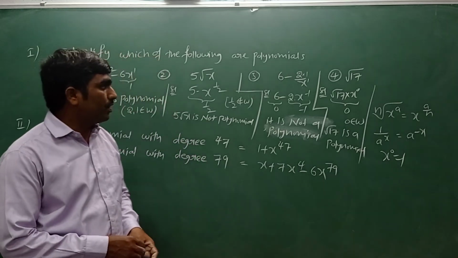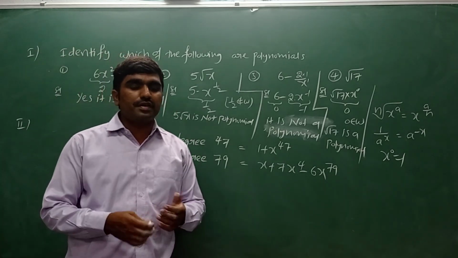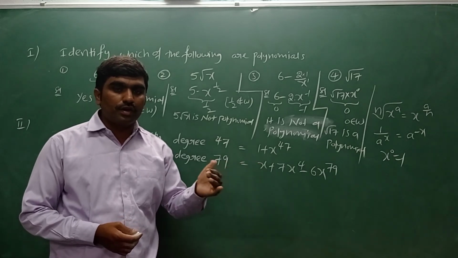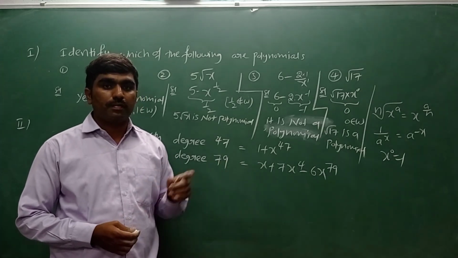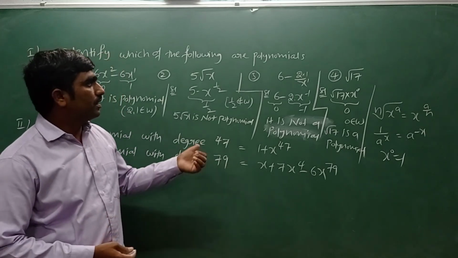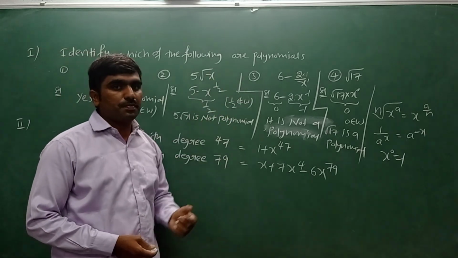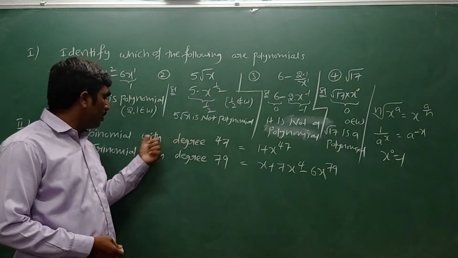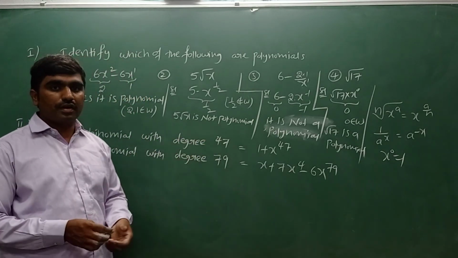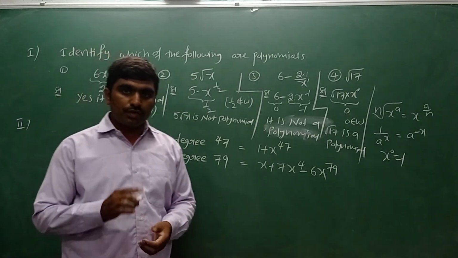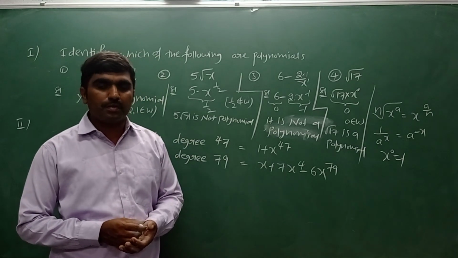Hope everyone understood what we discussed now: types of polynomials based on degree, degree 1, degree 2, degree 3, degree 4, types of polynomials based on terms, then how to identify whether it is a polynomial, and how we can write binomials and trinomials with different degrees. Hope everyone understood. Based on this, try to complete the first exercise of polynomials.